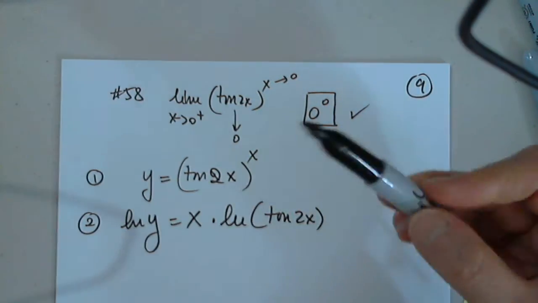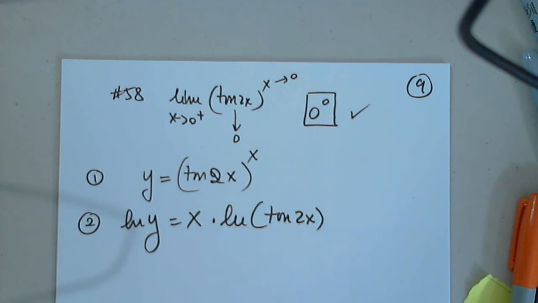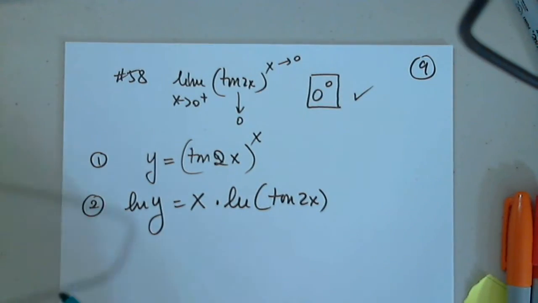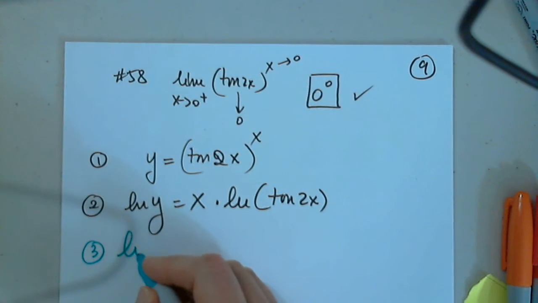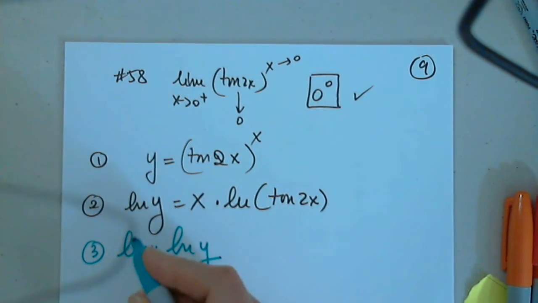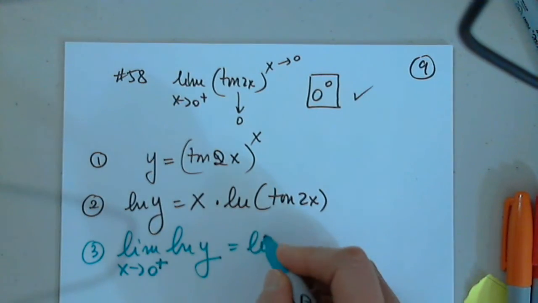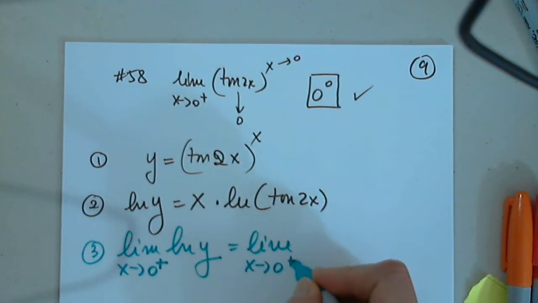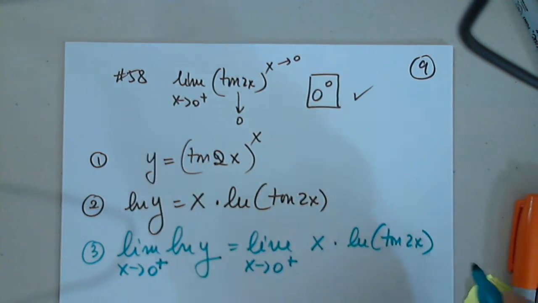Now let me stop here. Do we understand this step and everything I wrote, or do we need to look at an intermediate step? No, I think we're fine. Okay, thank you. So now in step 3, I apply the limit to both sides. So I have the limit of natural log y as x approaches 0 from the right equals the limit as x approaches 0 from the right of x multiplied by natural log tangent of x.